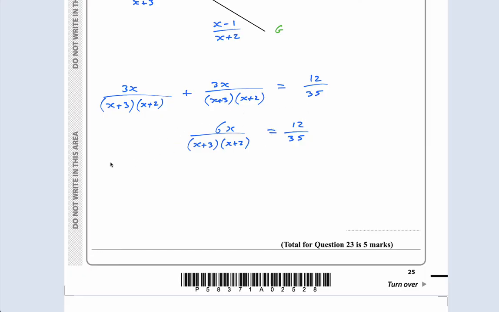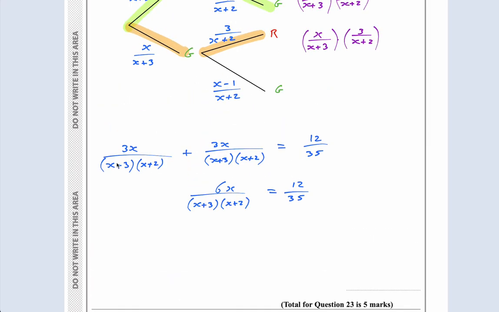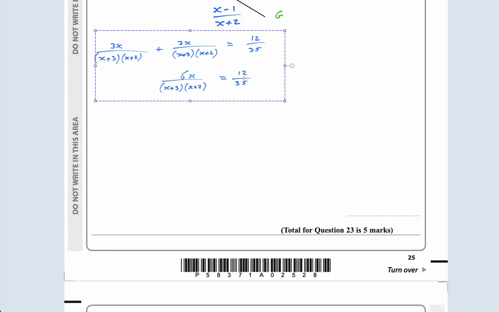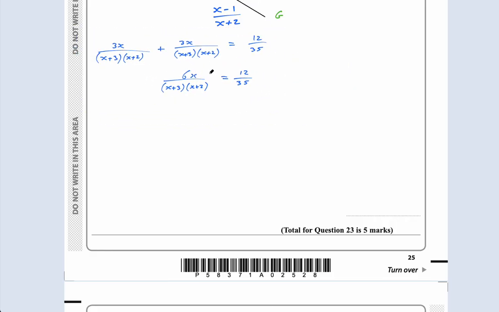So guys, I realize I'm going to run out of space here. So let's divide both sides by 6. I'll write it over here. Make this smaller over here. I'll move that up there. Okay, if I divide both sides by 6, I get x over x plus 3 times x plus 2. This is a hard question, obviously, guys. Equals 2 over 35. So I've just divided this by 6, which leaves me with x, and this by 6, which leaves me with 2.